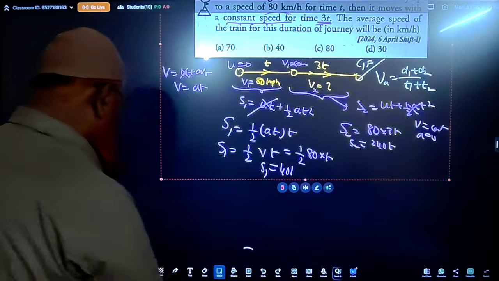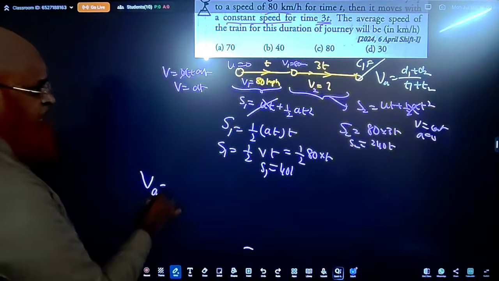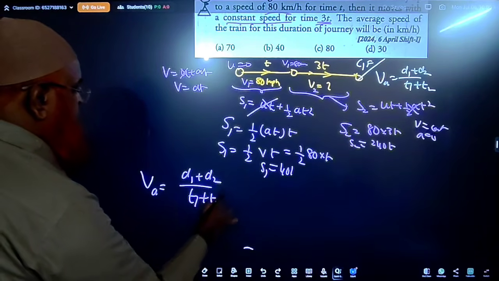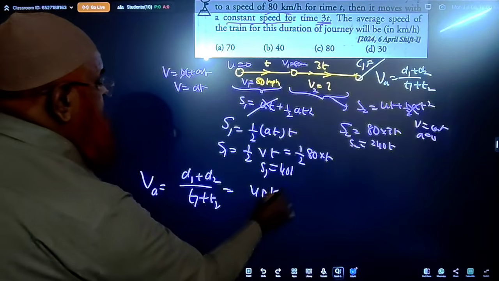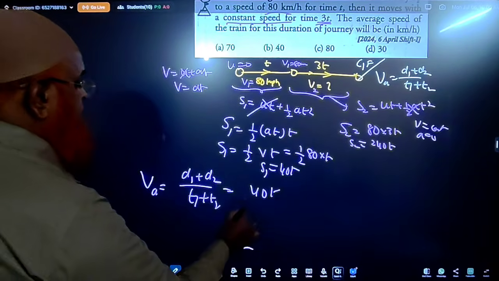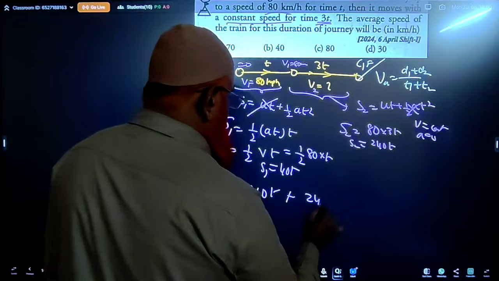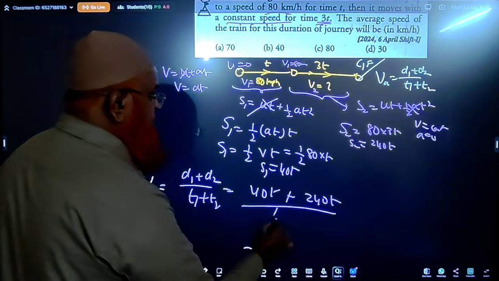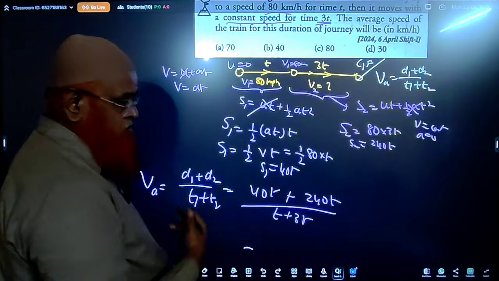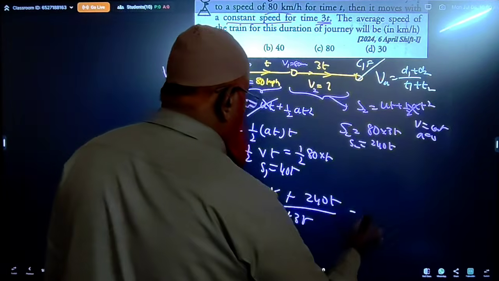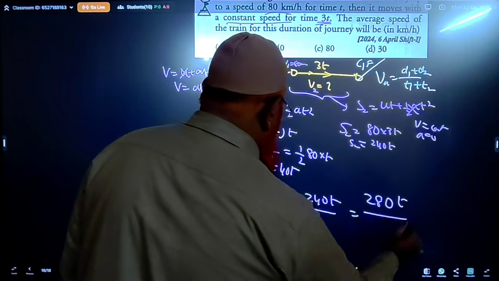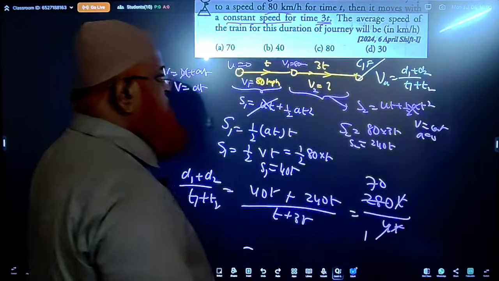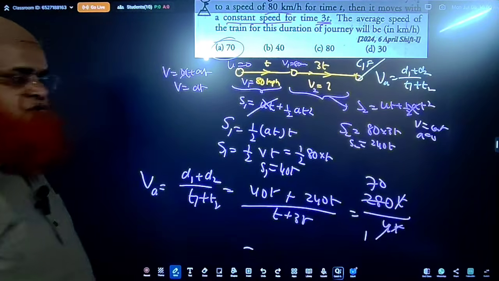So what is our general formula? V average is equal to d1 plus d2 by t1 plus t2. So d1 was 40t, and d2 is 240t, and t1 plus t2 is t plus 3t. Total distance by total time is 280t divided by 4t, t gets cancelled, 4 7s are 28, so 70. This is going to be your answer. Hope you understood this problem.